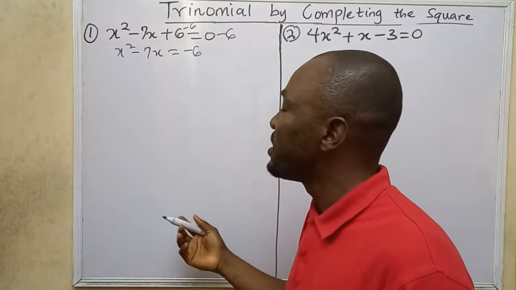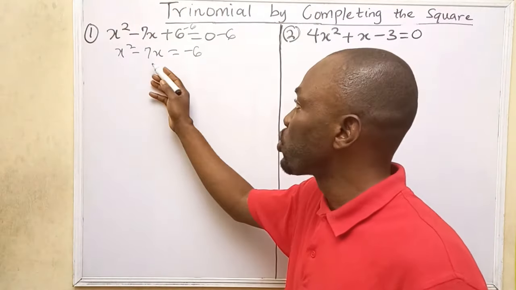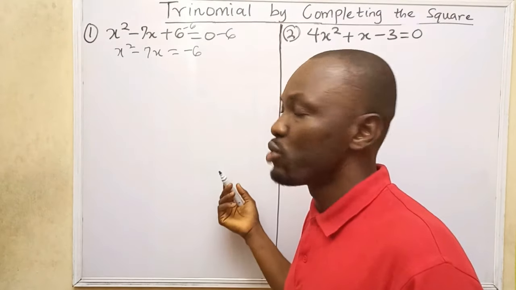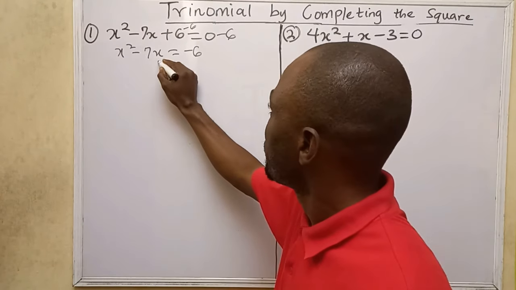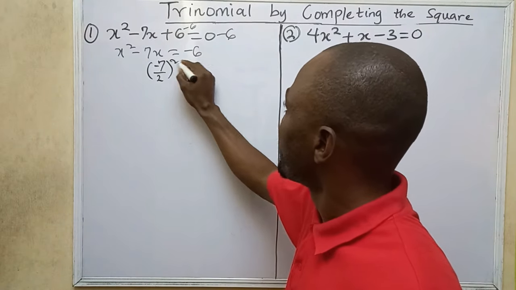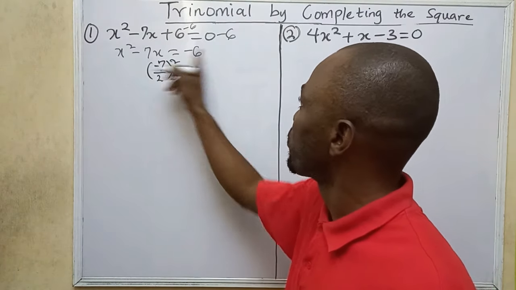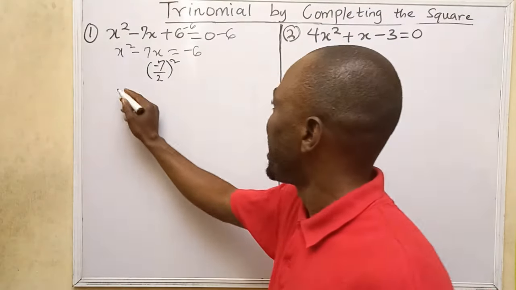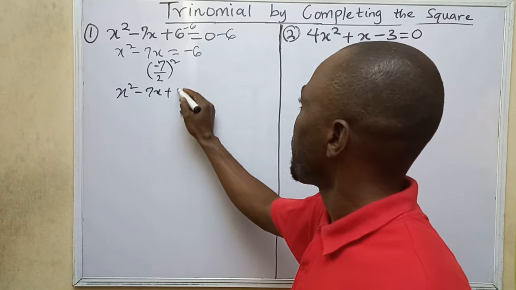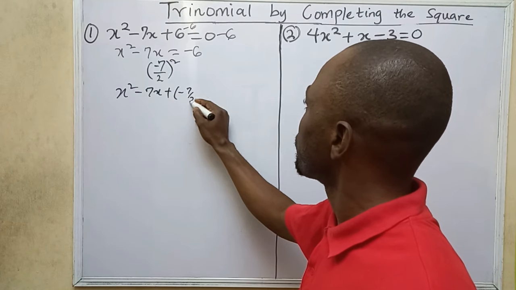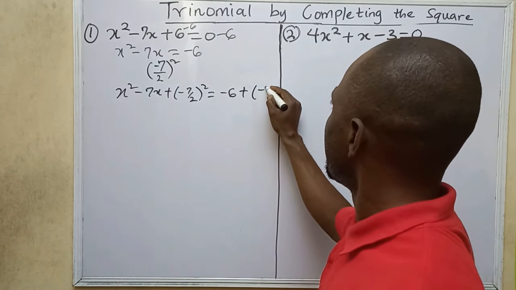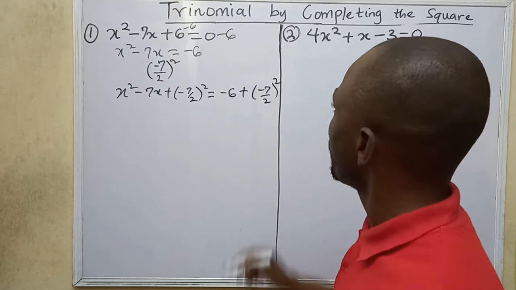Alternatively, you can multiply the middle coefficient by 1/2, square it, and then add it to both sides. You still get the same thing. So the middle coefficient is negative 7. If we divide it by 2, square this, and add it to both sides of the equation, our new expression becomes x squared minus 7x plus (negative 7 over 2) all squared equals negative 6 plus (negative 7/2) all squared.